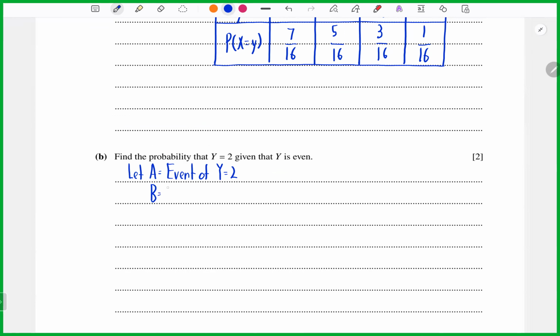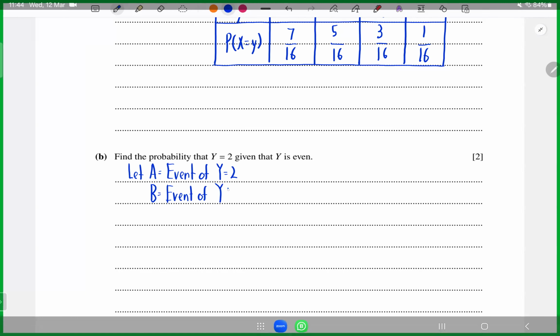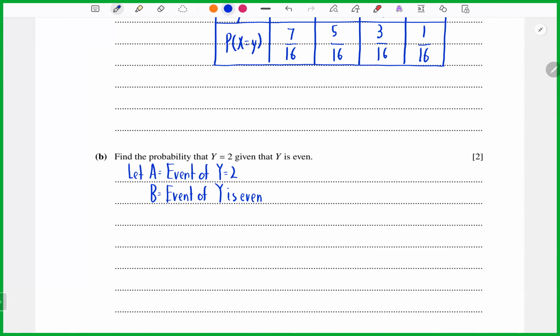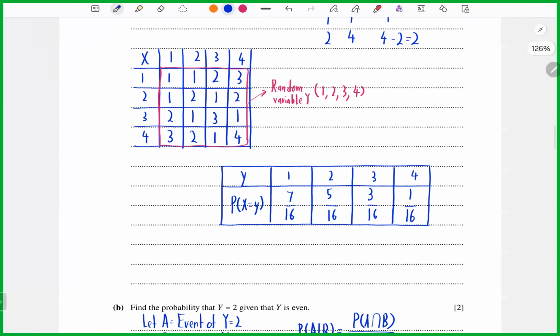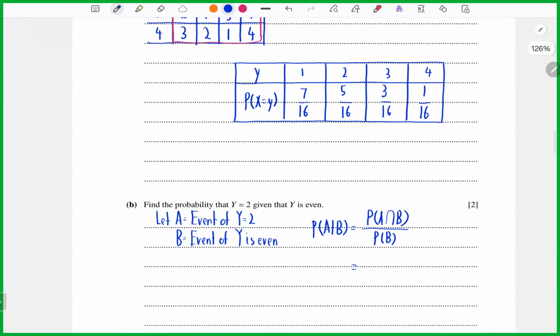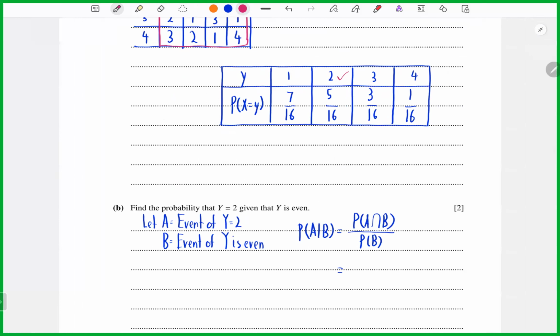Let the event be that y is even. So you can write here A given B equals P(A and B) over P(B). Let's see, we find the probability y is even. So you can take C is 4 and 5, right? So you can take 5 over 16 plus 1 over 16 here.